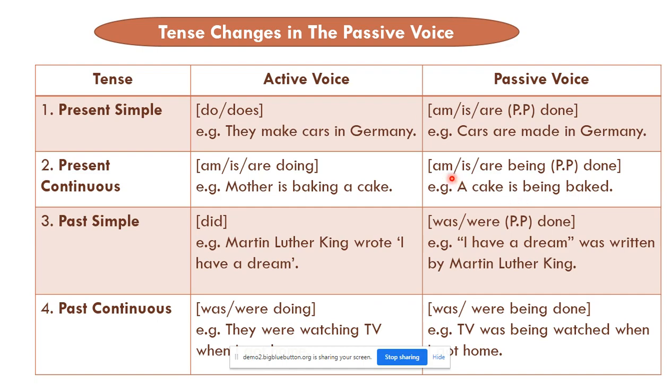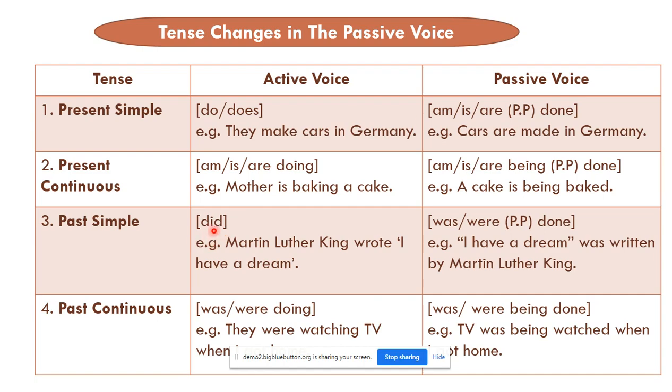What is the change that happened? It is am, is, are, followed by being and the past participle of the verb, which is done here. Do, did, done. As I told you, do here is a symbol for the verb. Our verb here is bake, and the past participle would be baked. It is bake, baked, baked. A cake is being baked by my mother. Yes, by my mother. The past simple speaks about something that happened in the past.